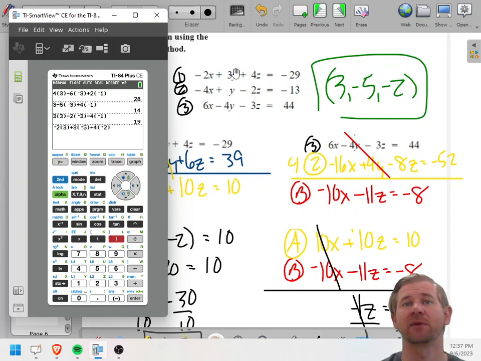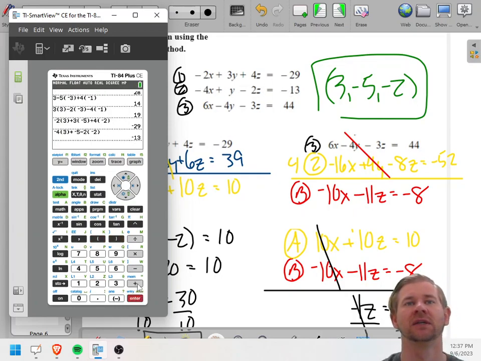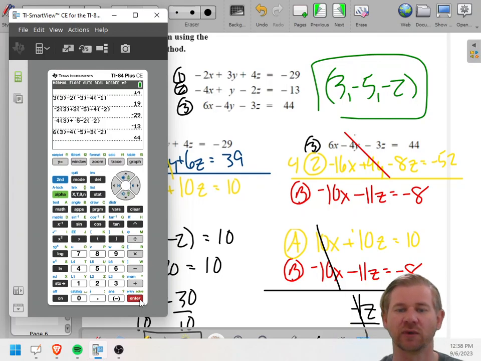Negative 2 times 3 plus 3 times negative 5 plus 4 times negative 2. If I plug it into the top equation, I should get negative 29, or 1 for 1. Negative 4 times 3 plus negative 5 minus 2 times negative 2. I'm plugging into the middle equation. Better get negative 13. Let's go. 6 times x minus 4 times negative 5 minus 3 times negative 2. Plug it in. Get 44. Yes, 3 for 3. I know we did it correctly. Again, check your work. It's easy to do.